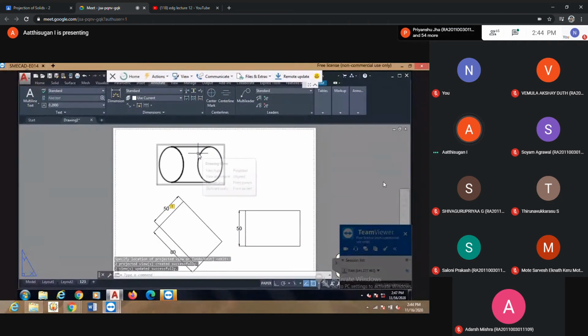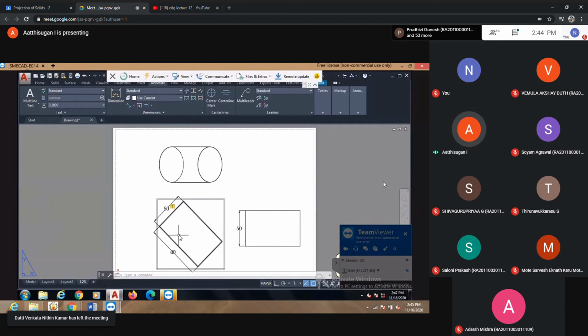Suppose what we'll do, we are going to import again from the model. But I didn't go to the model directly from the top. You can take the front view.